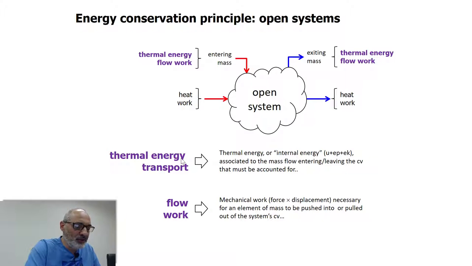Let me get my pointer. This cloudy form here is the imaginary surface that defines the boundary of the system. You see that you have energy flows through the boundary in the form of heat and work, energy entering and exiting the system. But you also have mass flows through the boundary of the system. With the entering flow and the exiting flow, you have energy being carried into and out of the system, associated with thermal energy and also what we call flow work. Why is that? Let me give you an example.